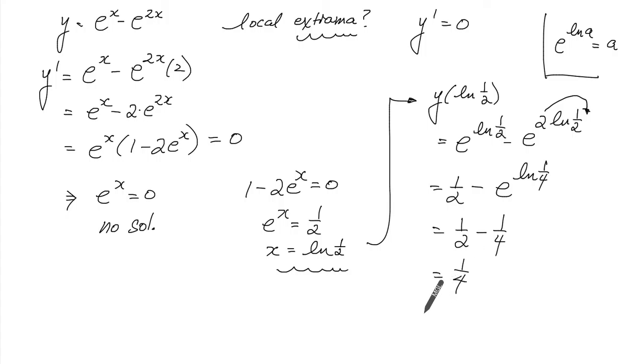So our local extrema has the coordinate of ln of a half, comma, a quarter. And graphically, ln of a half is located at about negative 0.7.